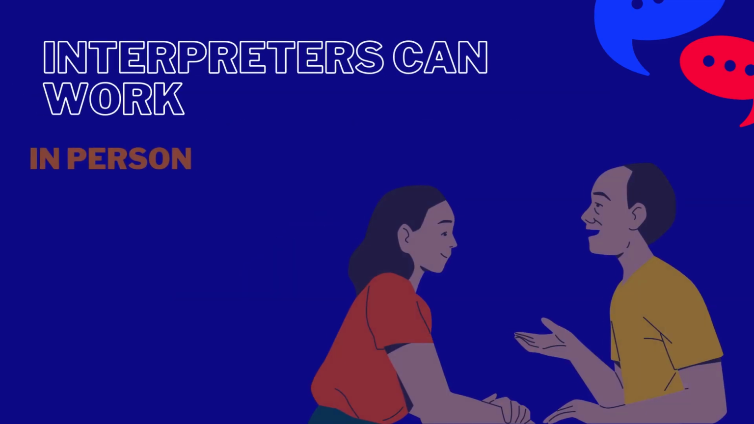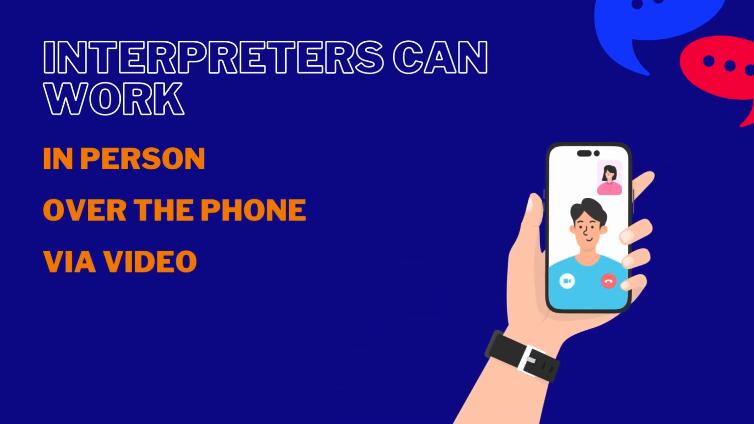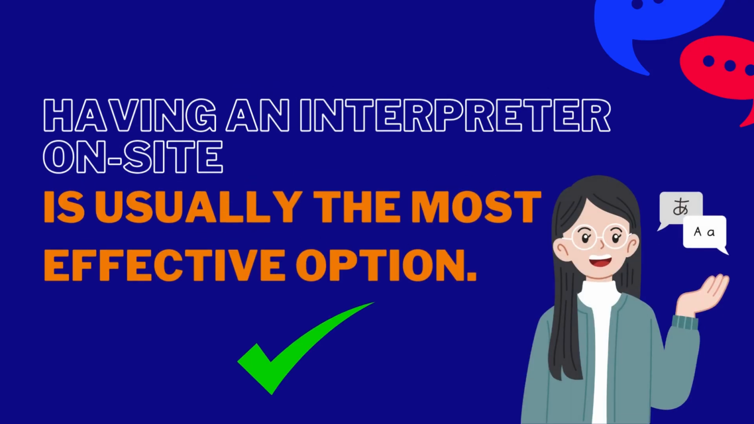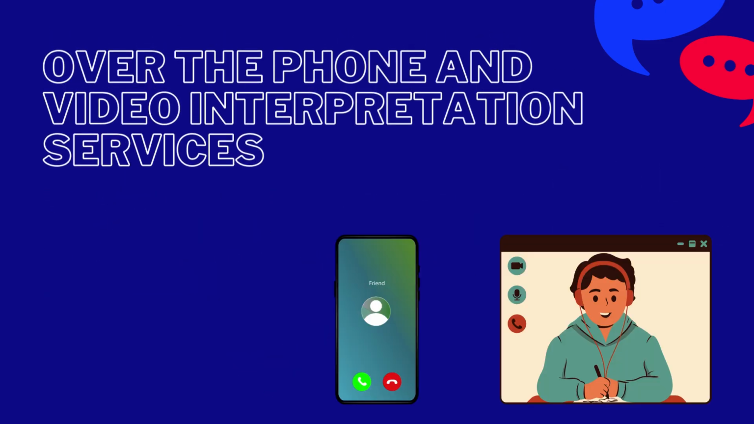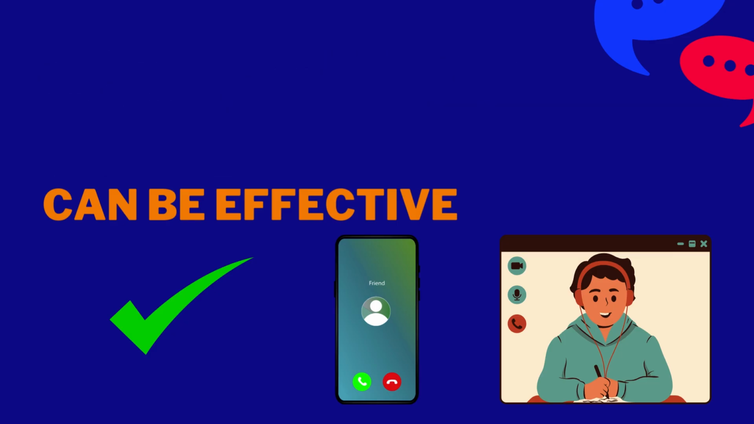Interpreters can work in person at the site of a meeting, over the phone, or via video. Having an interpreter on site is usually the most effective option. However, over the phone and video interpretation services can be effective and are often required in situations where it's challenging to get an on-site interpreter due to factors like availability and scheduling.